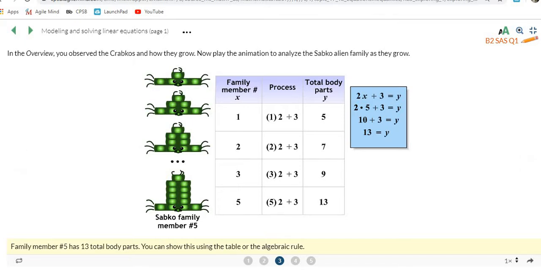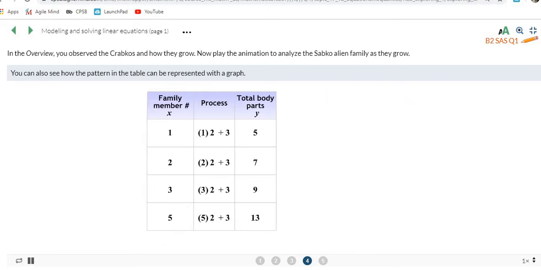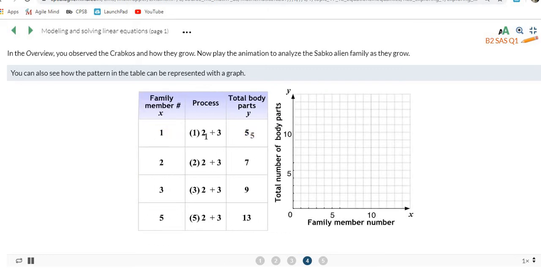Alright, when you're done writing that, let's flip to the back where D is located. And it says to plot the points for each family member on the graph. Well, first I need to label my X and Y axis. My X axis is labeled family member number. Write that. I see some people graphing and not writing the titles. Family member number is the X axis. The Y axis, total number of body parts.